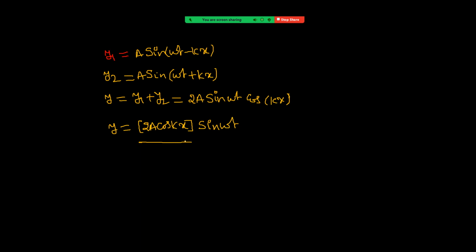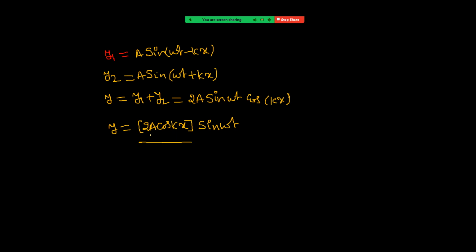In this, the amplitude of each point is not the same. We can see that here. If x value is 0, this value becomes 2A. If kx value is 90 degrees, this value becomes 0. That means the amplitude for that point is 0. So here different points have different amplitudes.